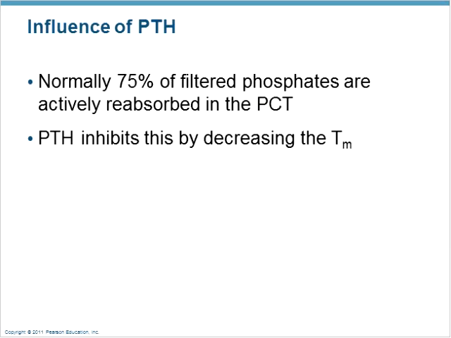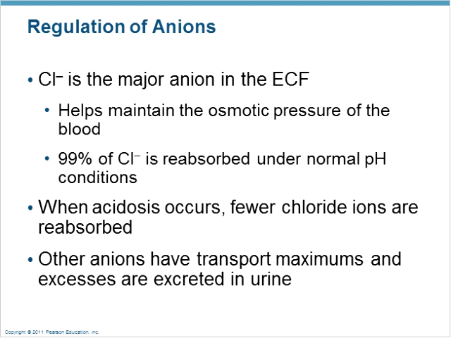Normally, 75% of filtered phosphates are actively reabsorbed in the PCT. The PTH, parathyroid hormone, inhibits this by decreasing the total, if you will, the TM.